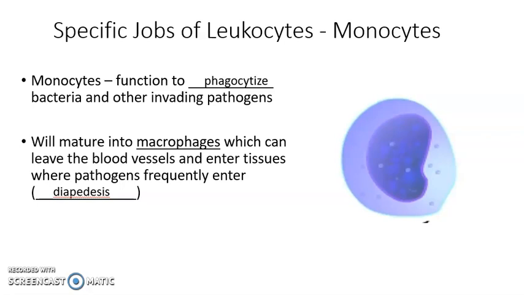These are actually relatively large cells that really clear out the body by phagocytizing, as you can see right here, invading pathogens. Again, they literally are eating them, they're engulfing them. And we'll talk about phagocytosis a lot more later. So what they do is eventually they'll mature into macrophages, macro meaning really big, and phage meaning to eat, right? Which can leave the blood vessels and enter tissues.